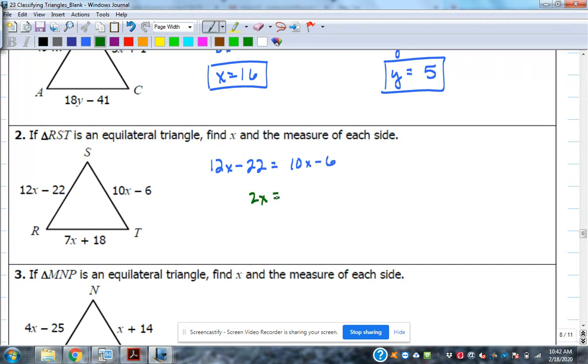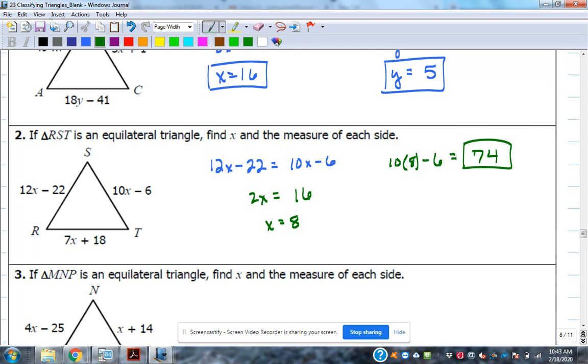So that'd be 2x is equal to 16. X is 8. Then plug that in, and each side is going to measure 80 minus 6 is 74. And we don't have a unit on that, whether it's feet, meters, or inches, or anything like that. Just put 74. If it doesn't have a unit, then you don't have to put the unit there. But if it has, it's in feet or meters or something like that, then you need to use that. Okay.